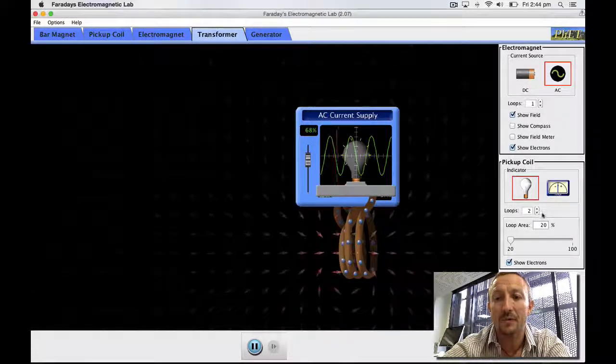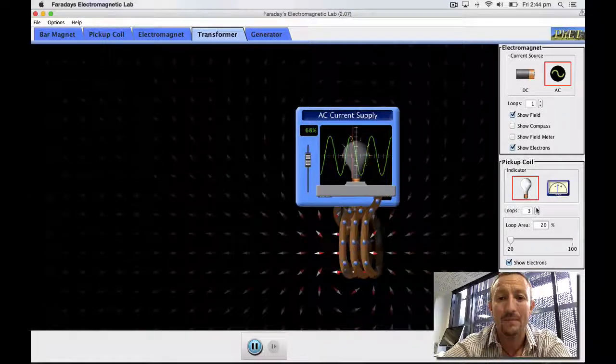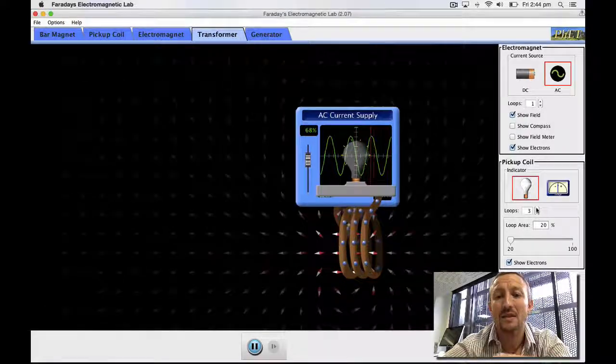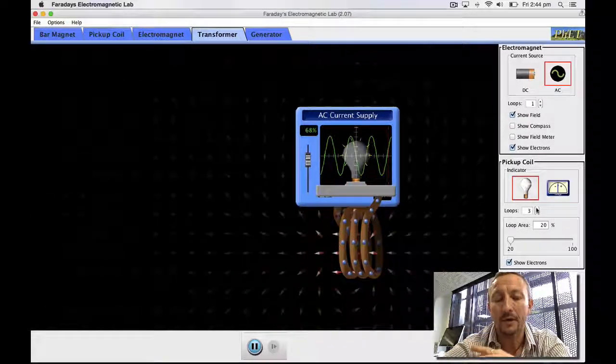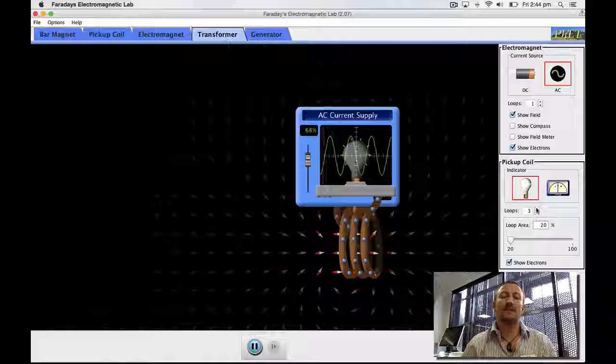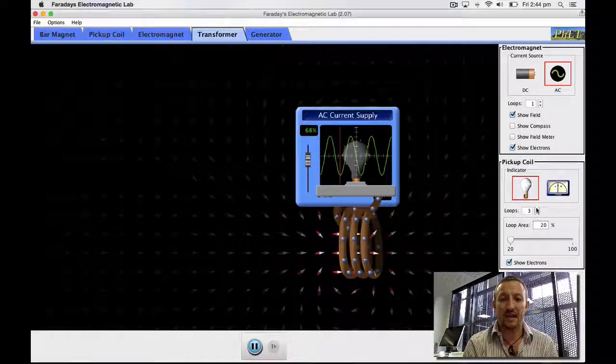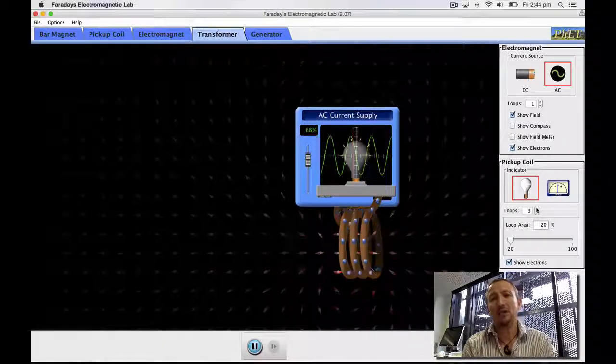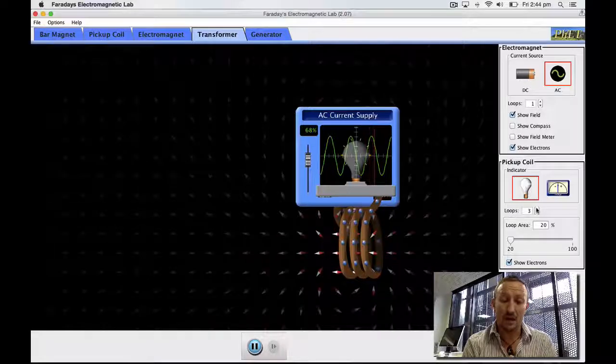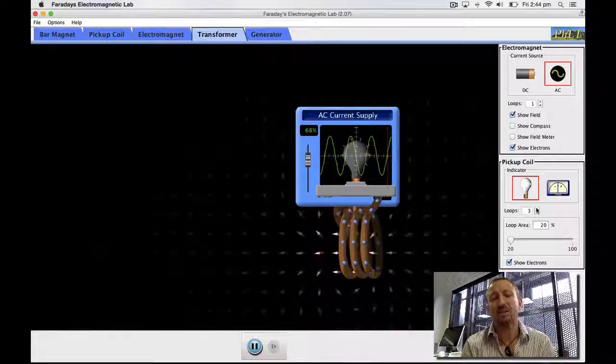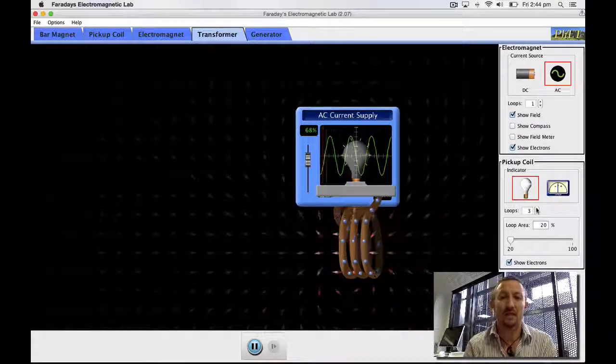Let's put another loop in and we should see it go up yet again. And you can see there that the light bulb has now gone up. Okay, so what's happened is the primary coil has produced an EMF. This has been passed over, or actually produced a change in flux. That change in flux has been passed over to the secondary coil.